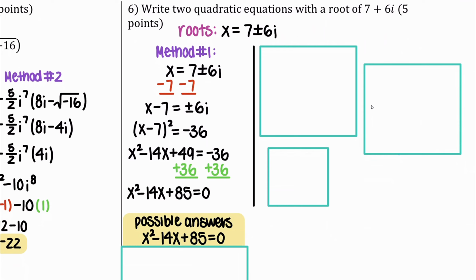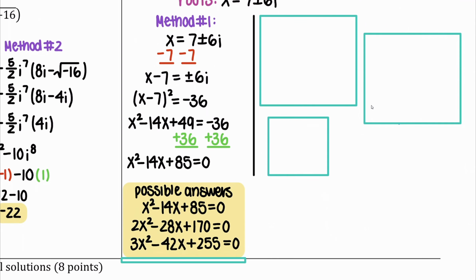And just like previously saw, we can just write or create more equivalent equations by just multiplying both sides by a constant. So we can multiply by 2 on both sides, we can multiply by 3, you can multiply by a negative, a decimal, whatever you want, it really doesn't matter, as long as they're equivalent to the original equation as such.